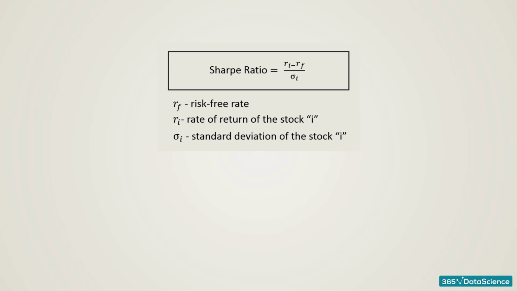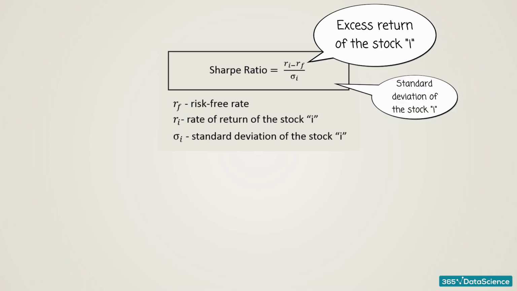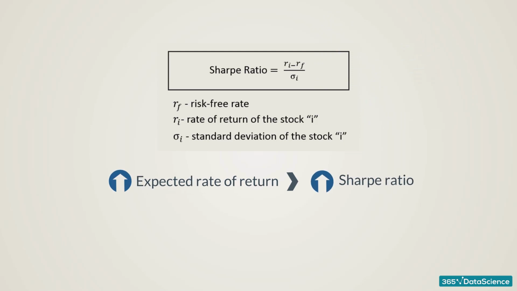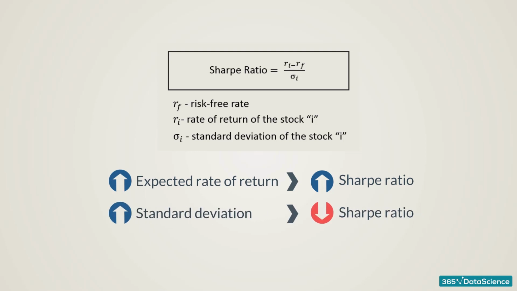Here's how the Sharpe ratio looks. In the numerator, we have the excess return of a stock. We have to subtract its return from a risk-free rate. And in the denominator, we have the standard deviation of the stock. If we increase a stock's expected rate of return, its Sharpe ratio becomes higher. And analogically, if we increase the stock's standard deviation, its Sharpe ratio becomes lower.